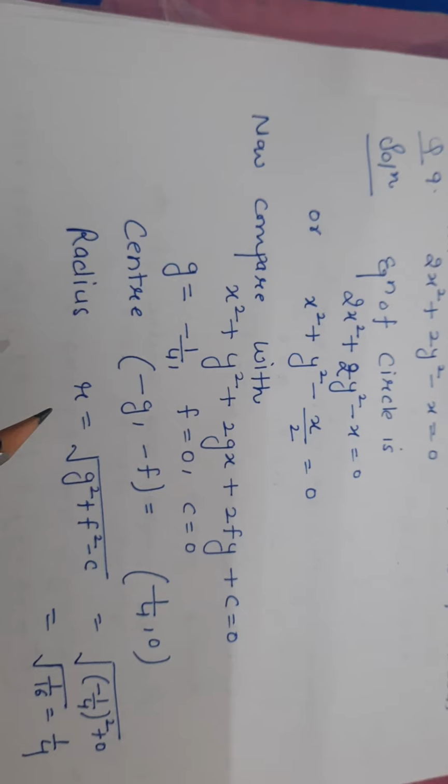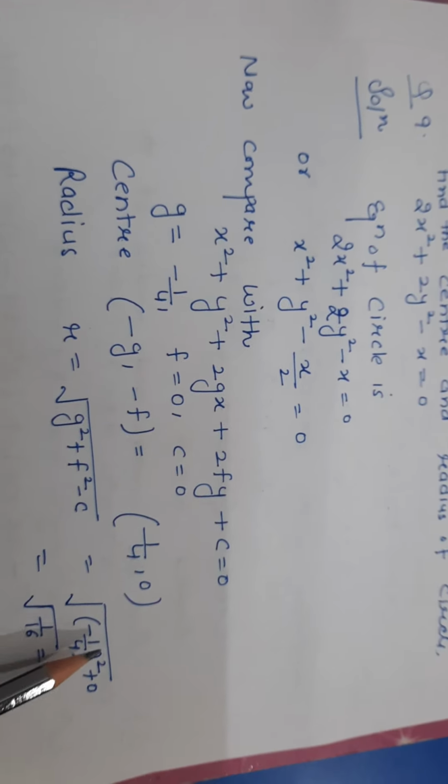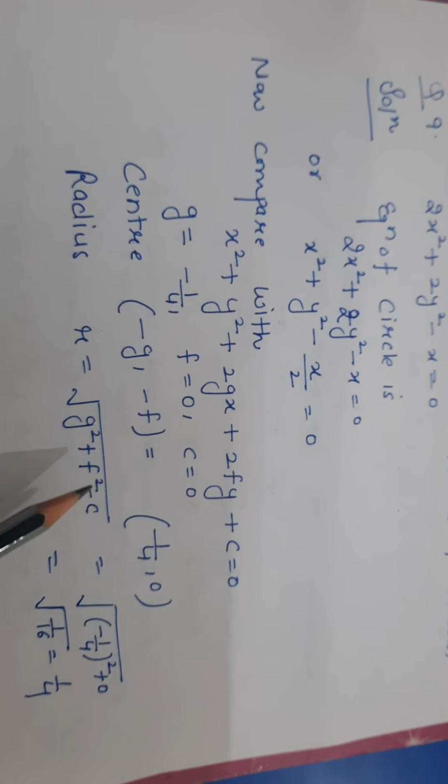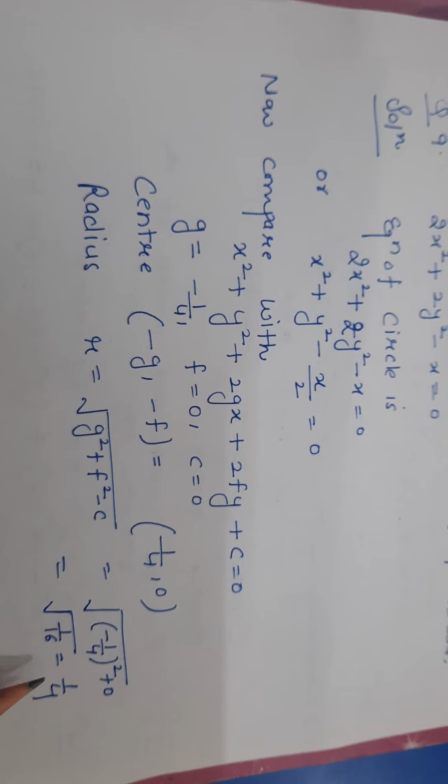And the radius r is root of g² + f² − c. So this is (−1/4)². The other two terms are 0 under the root. This is 1/16, and the root will be 1/4.